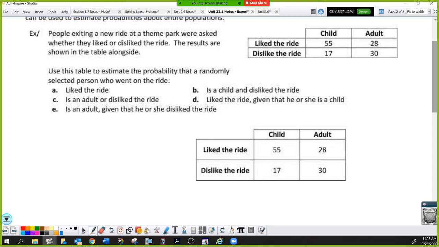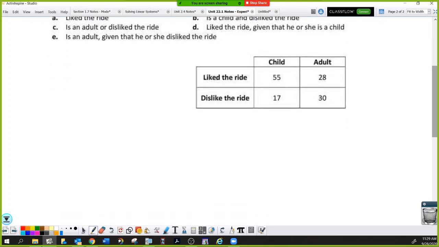So in order to pull off a two-way table style question, it would be very, very useful to have a total column and a total row. This is very useful information. So before we even try to answer the questions, we want totals.